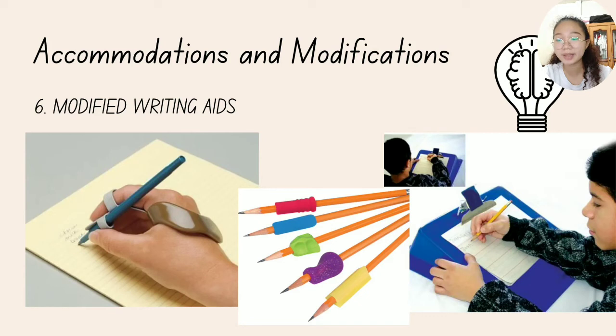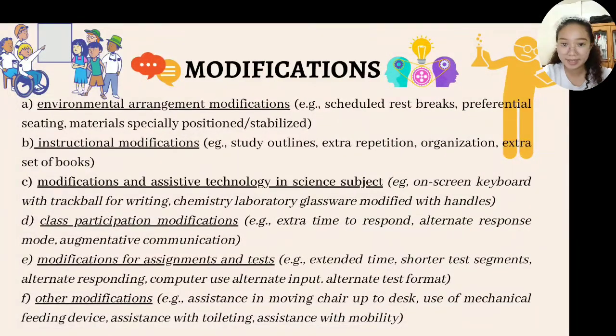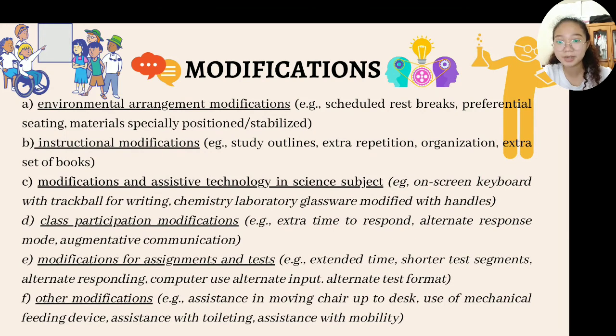Modifications range from providing more time to complete tasks to using a computer with alternate input for assignments. Although the type and extent of modifications greatly vary across students with orthopedic impairments, students often need alterations in one or several major categories. A. Environmental arrangement modifications. So it is important for us to consider these. Examples of this are scheduled rest breaks, preferential seating, and materials specially positioned or stabilized.